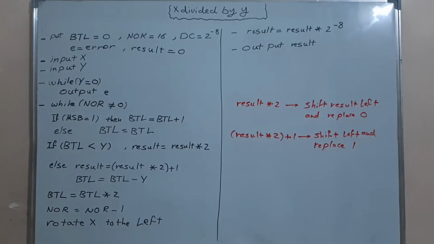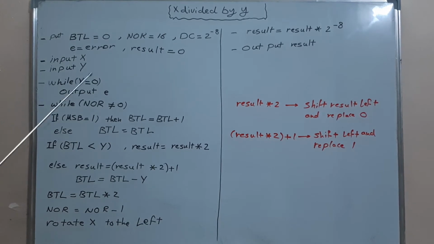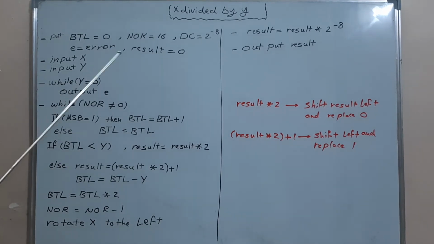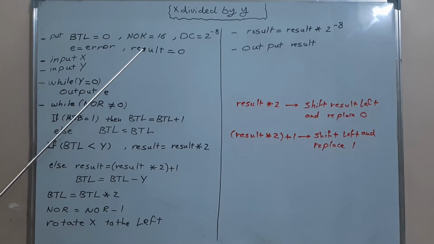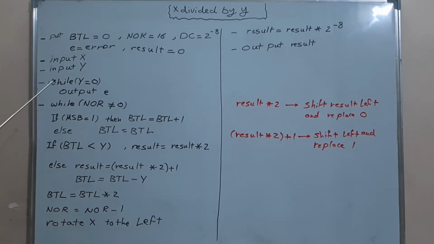The algorithm of our computer system is this. First, we will put the values of BTL, which is bits to the left, equal to 0, NOR, which is number of ranks, equal to 16, which represents 16 bits, DC, which is the counter of the ranks after the dot, which is equal to 2 to the power of minus 8, E, which is error, and result, which is equal to 0. Then there will be the input of x and then y respectively.